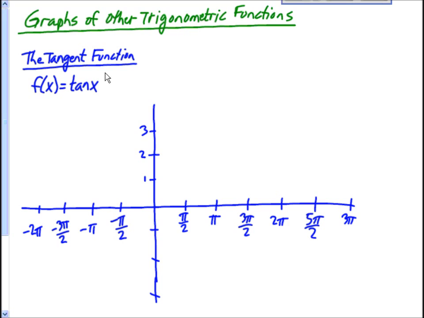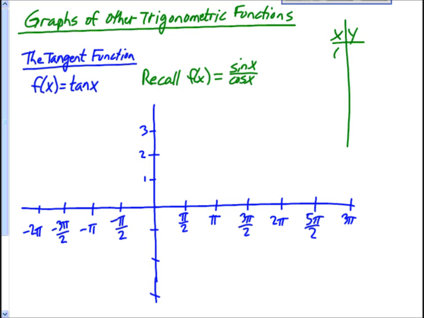Now, let's recall that the tangent is the same thing as the sine over cosine, right? Definition of the tangent there, sine over cosine. So if you're getting some points here, let's start out, let's plug in 0. You want to find the sine of 0 over the cosine of 0. Of course, the sine of 0 is 0, cosine of 0 is 1, so we end up with 0. Okay, so we got the point (0, 0) on the graph here.